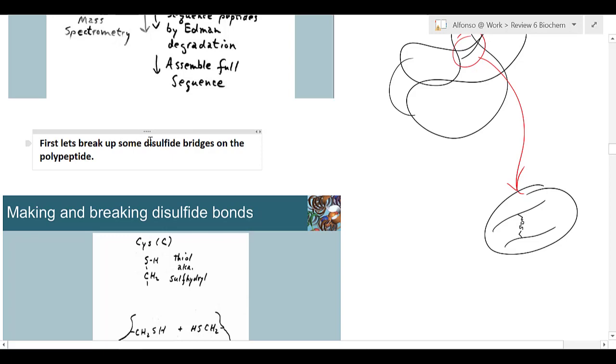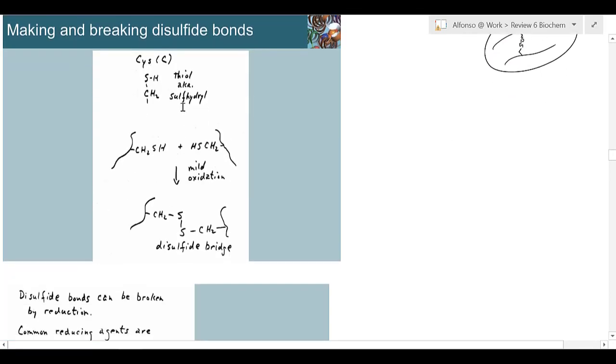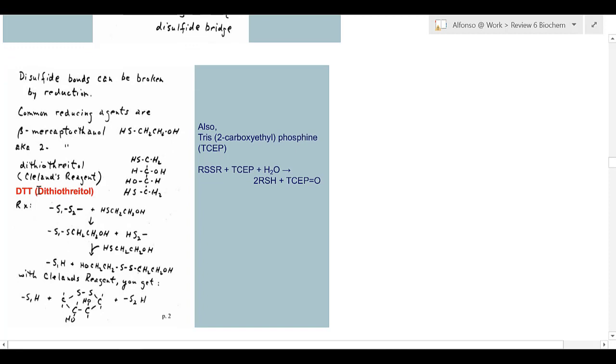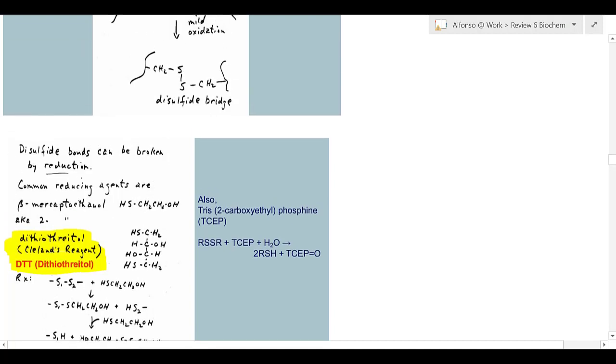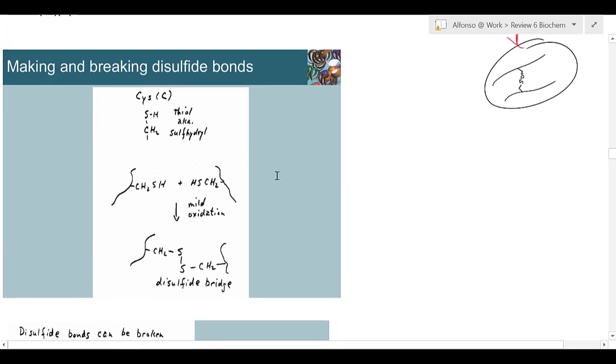Okay, so the first thing we gotta do is break up the disulfide bridges on this protein, and we do that using DTT, dithiothreitol. You might wanna know that. Very important. It's also called Cleland's reagent. So know DTT, Cleland's reagent, and dithiothreitol. So the disulfide bonds are broken by reduction. What does DTT do to disulfide bonds? It breaks them by what? By reduction. And that's exactly what goes on here.